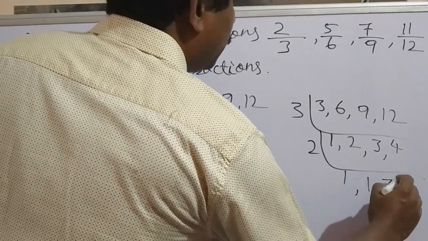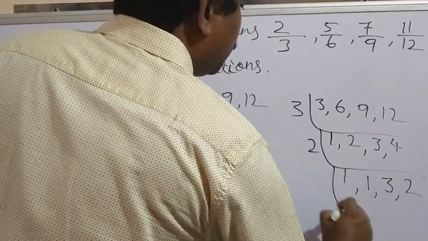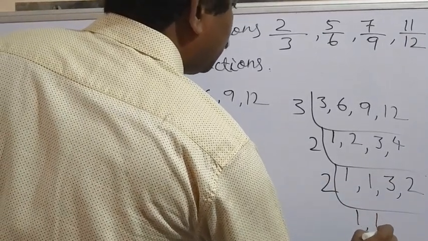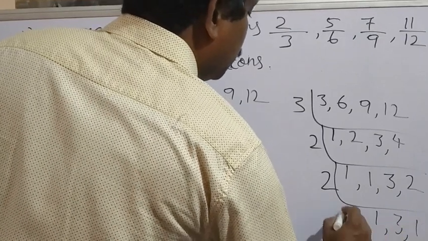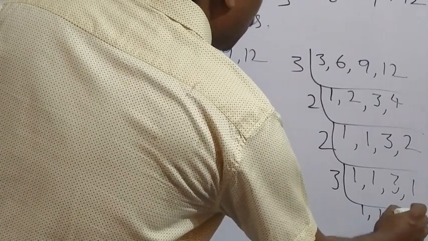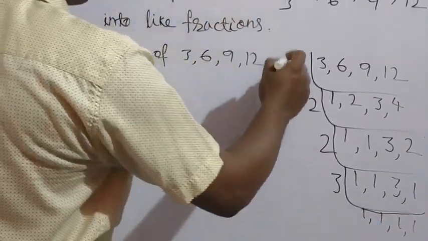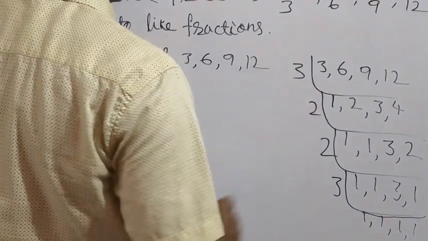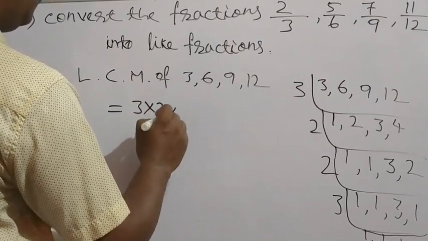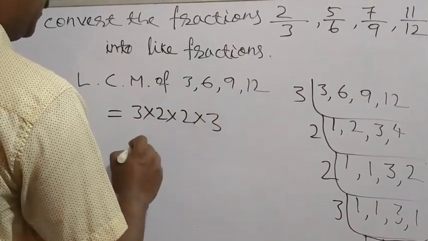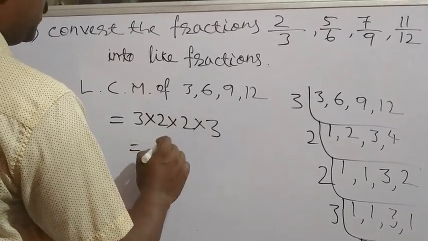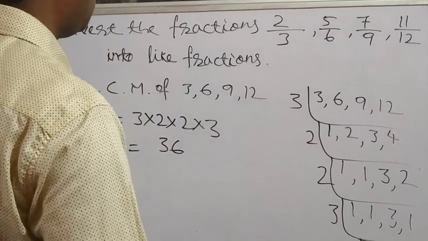So only 3 and 2 are left, and again divisible by 2, 1 is left, 3 is not divisible, 1. Again here 3, 1, 1, 1, 1. Last, all should become 1. So these are the factors we have to multiply to get the LCM. So the LCM is 3 into 2 into 2 into 3. So 3 into 2 is 6, 6 into 2 is 12, into 3 is 36. So the LCM you got is 36.